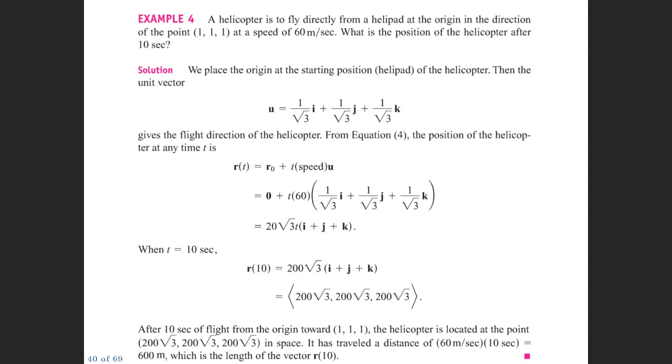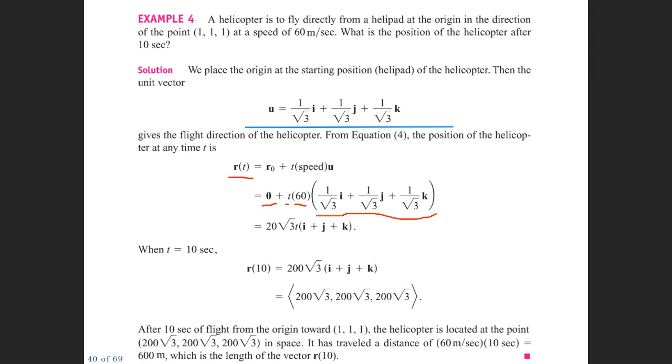Okay, so we're going to be starting at the origin, and then it's going to be flying in the same direction as (1, 1, 1). The first thing we want is a unit vector which points in the same direction as (1, 1, 1). We know how to do that. So then the position of the helicopter, let's call it r(t), must be the origin plus t multiplied by the speed, 60, multiplied by the direction. Multiply these together, we get 20√3 t (i + j + k).